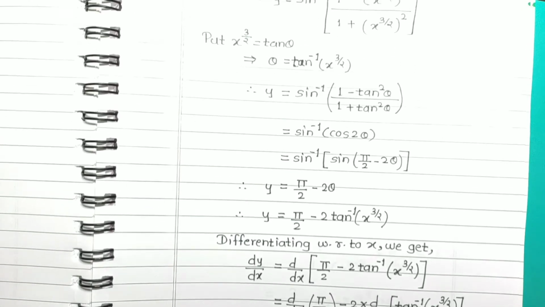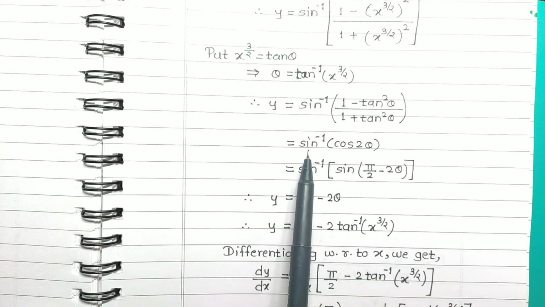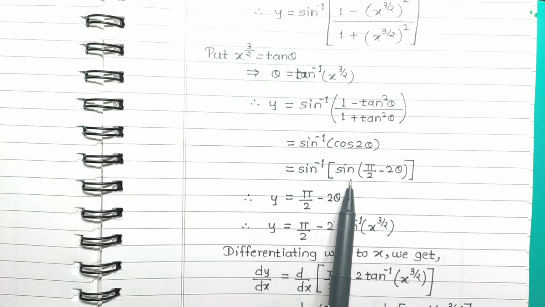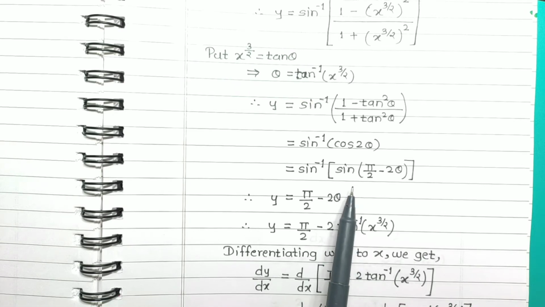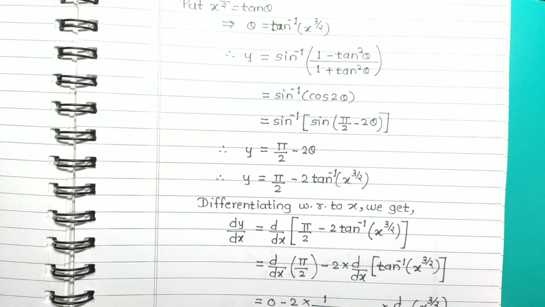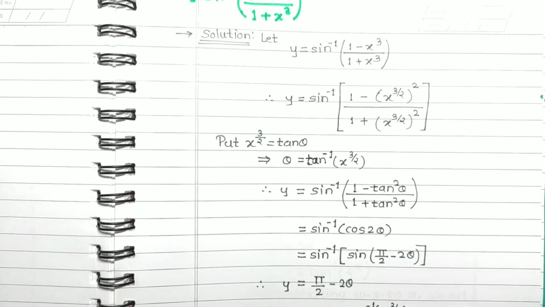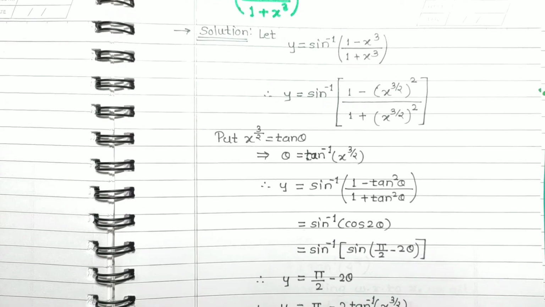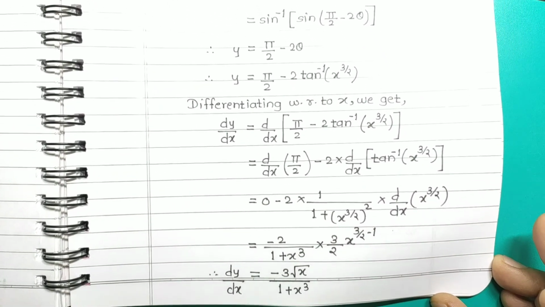Meanwhile here, since outside the bracket there is a sine inverse function, you have to convert this cos to a sine function. So you note these things and try to solve this example on your own. Afterwards you may check your answer or your solution like this. Okay, so this is the required solution.